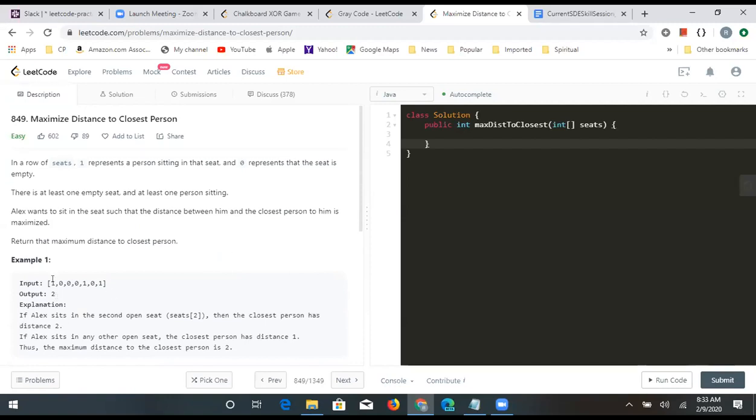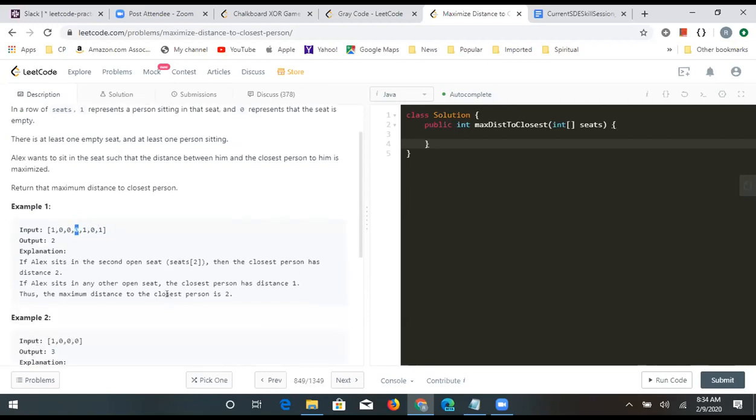In this example, 1 means this seat is taken. These 3 are blank. This is taken, this is taken, this is taken. So most likely you would prefer to sit on this one so that you have one place blank towards your left, one place blank towards your right. If you choose any other seat, you will not get a better solution.